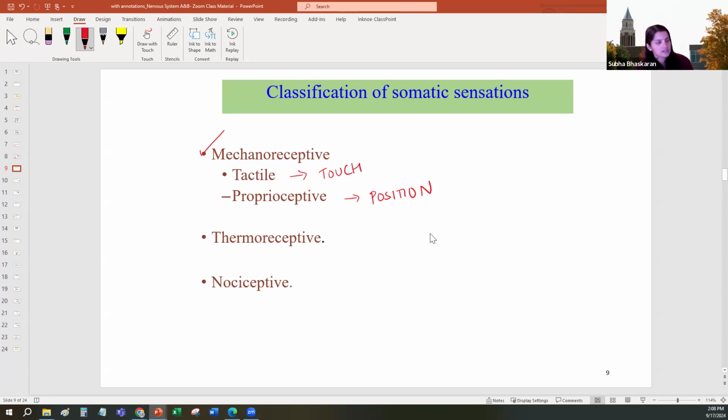So a baroreceptor is nothing but a mechanoreceptor that senses the blood pressure, okay? It constantly gives information to the brain, and that's how the sympathetic and parasympathetic systems come into play in our body. Got it? Interesting, right? And then thermoreceptive, changes in temperature, and nociceptive.